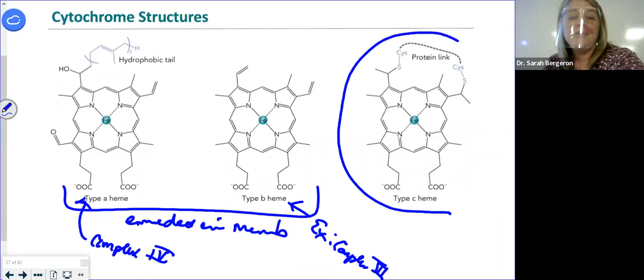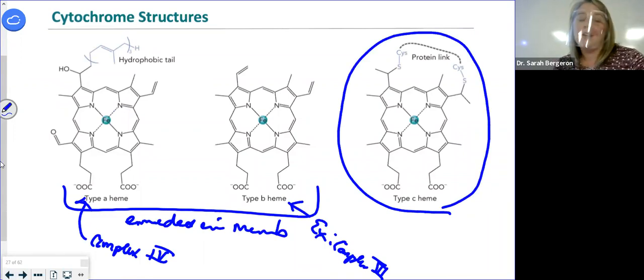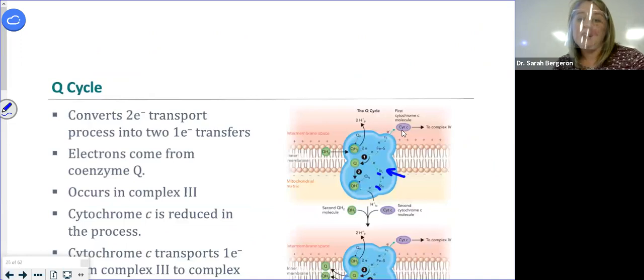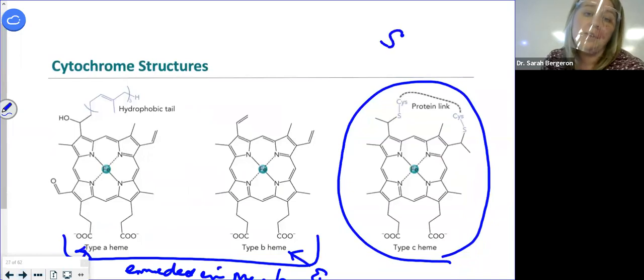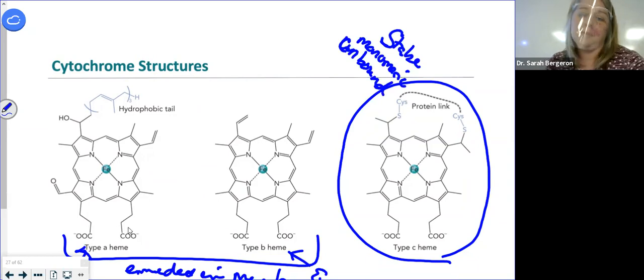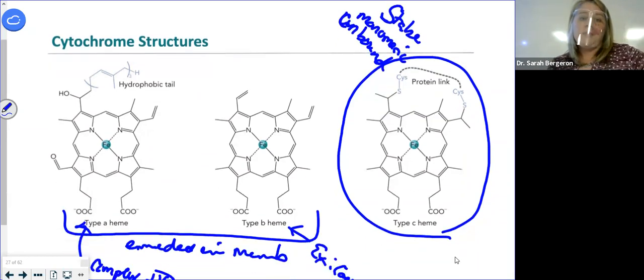But type C is unique. Why is type C unique? When we look at this picture, is this cytochrome C embedded in the membrane? No, it is not. It is free to float around. So this one is a stable monomeric unbound protein. And these have been around for a really, really long time. You look at conservation of amino acid sequences, and these are super, super insanely highly conserved, right?